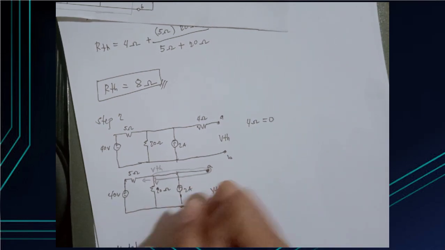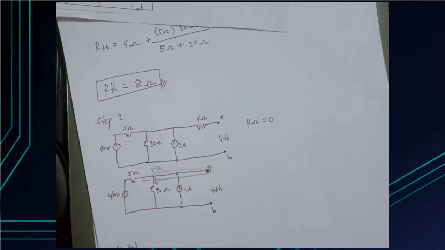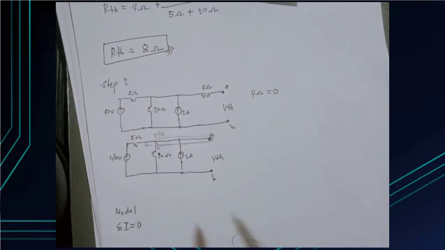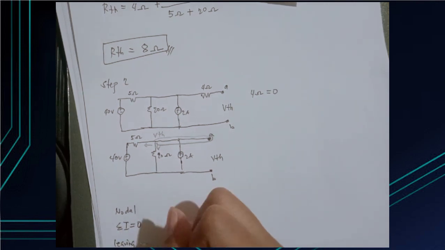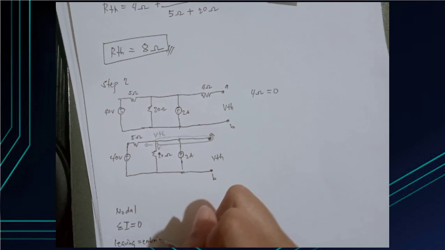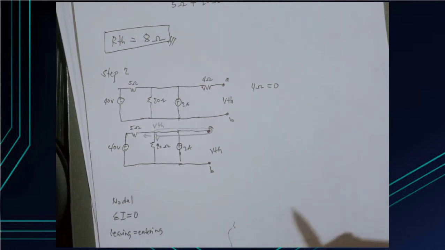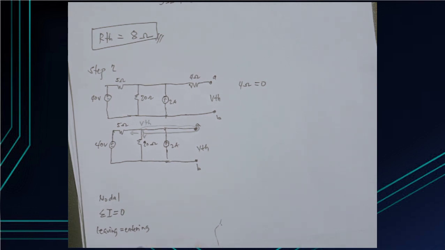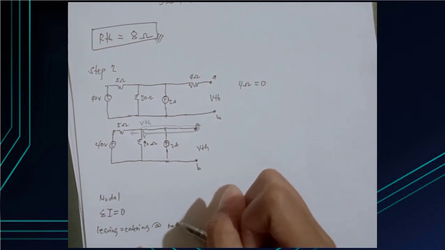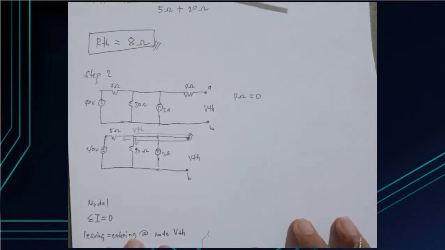So, ang sa nodal naman kasi, nodal is a summation of current is equals to 0. So, leaving is equals to entering. Okay? So, i-substitute na lang natin to. Leaving is equals to entering at node VTH. So, i-substitute na lang natin siya.